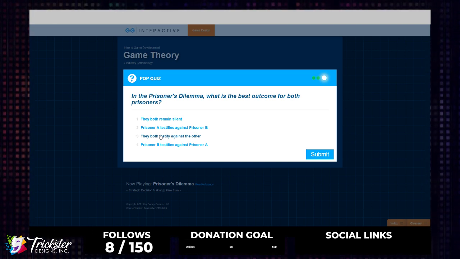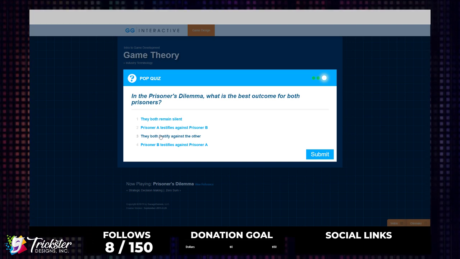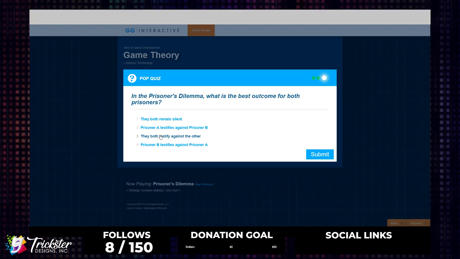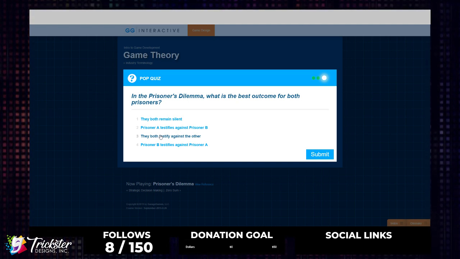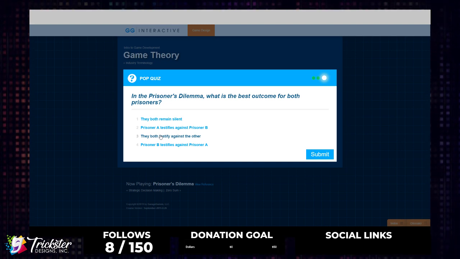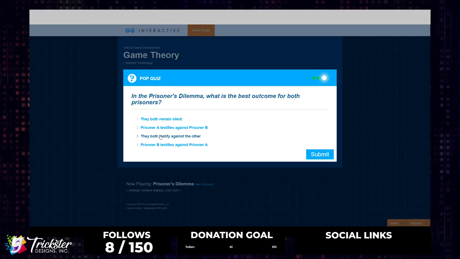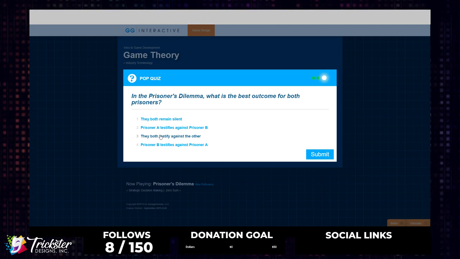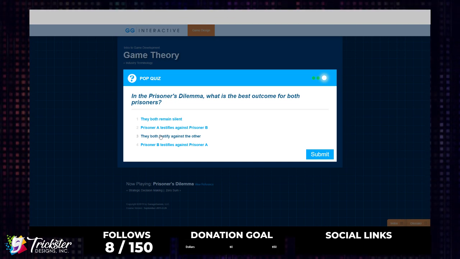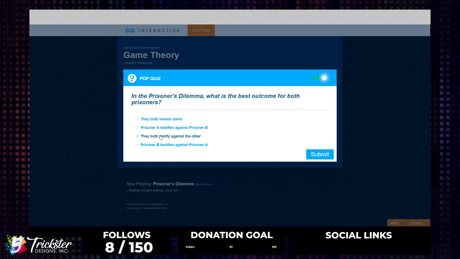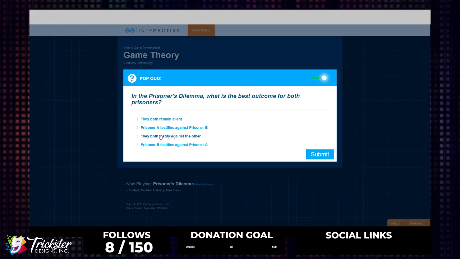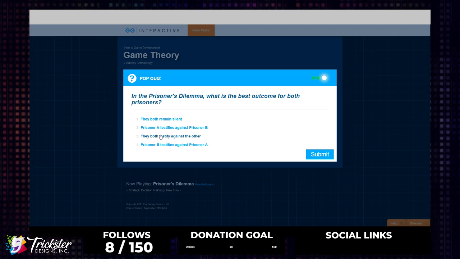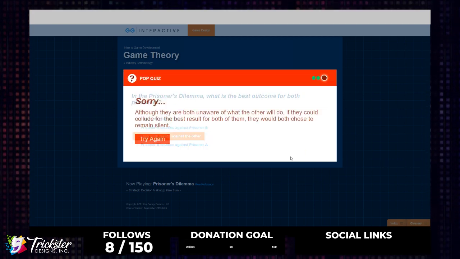In the prisoner's dilemma, what is the best outcome for both prisoners? If they both remain silent, they both go to jail. It can't be A testifies against B or B testifies against A. They both testify against each other. They technically get a reduced sentence from 6 to 5 years, but it's potential one goes free. I'm gonna say they both testify against each other.